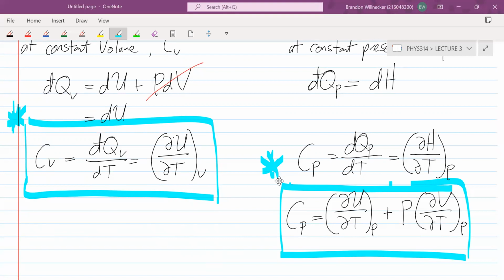Okay, so that's just an introduction to heat capacity. In the next lecture, we will go through examples with real systems, and then we're going to calculate these things. Okay, any questions on this?